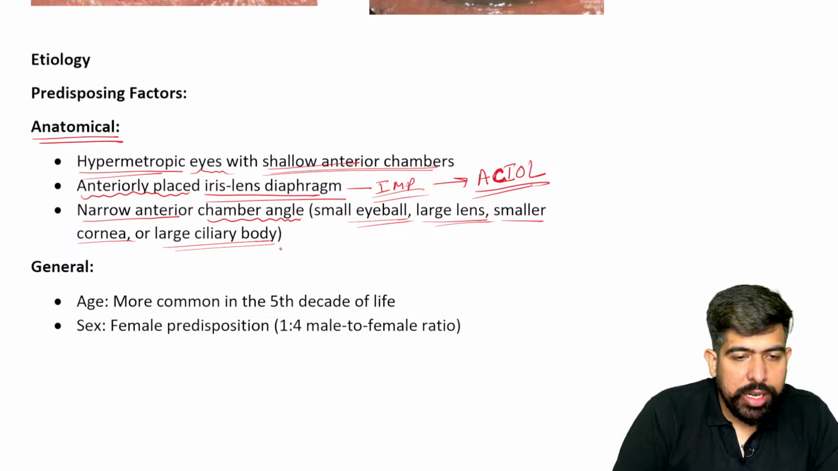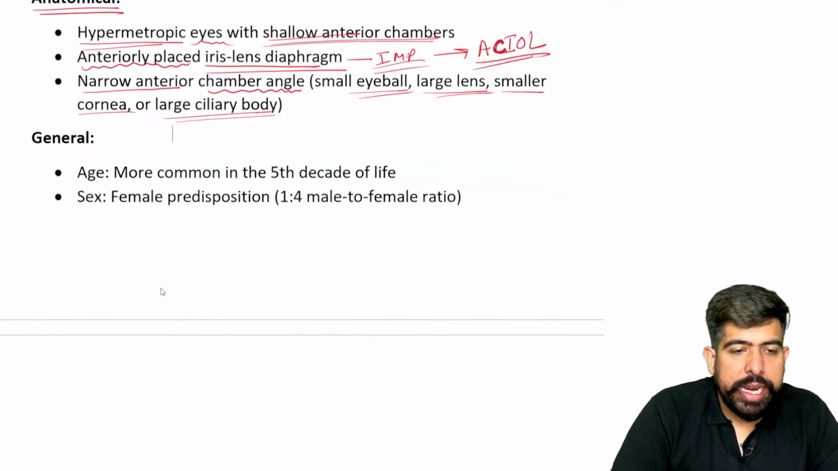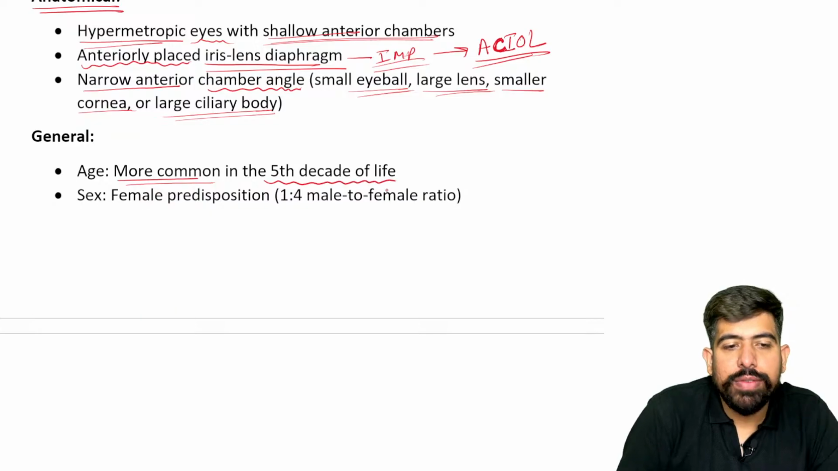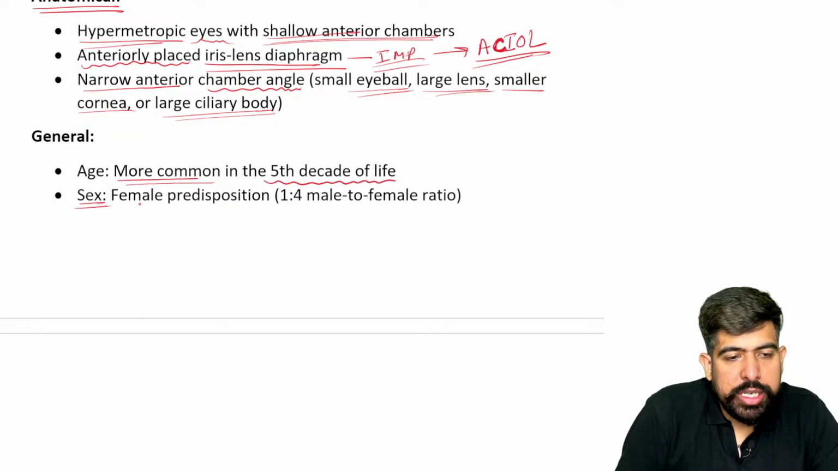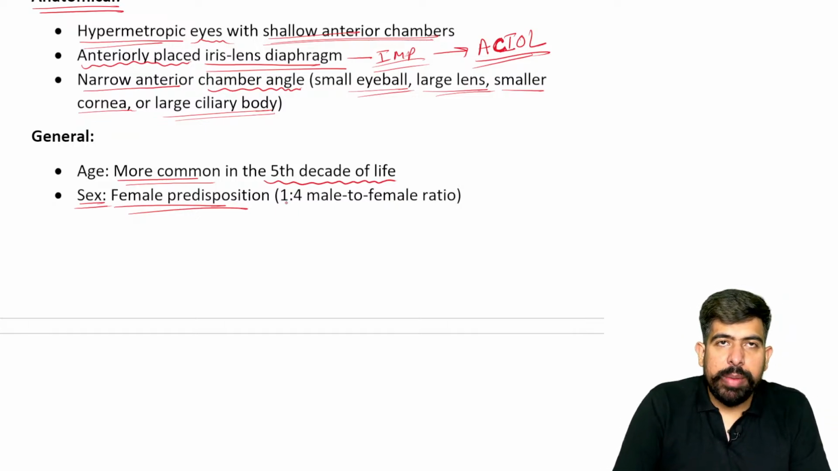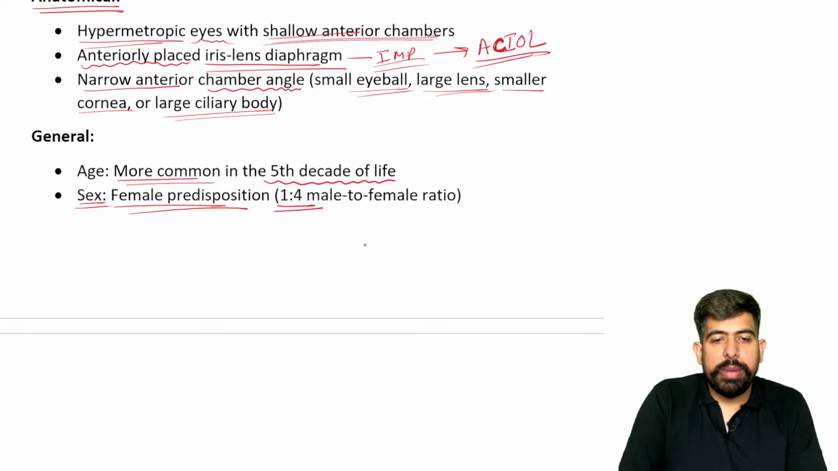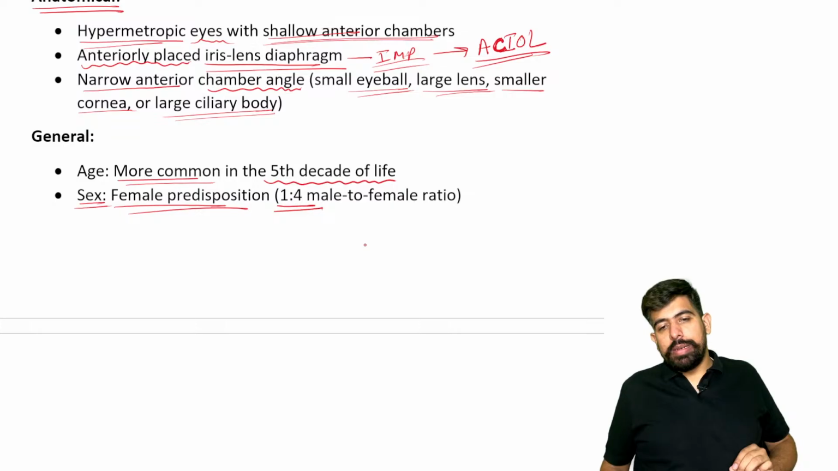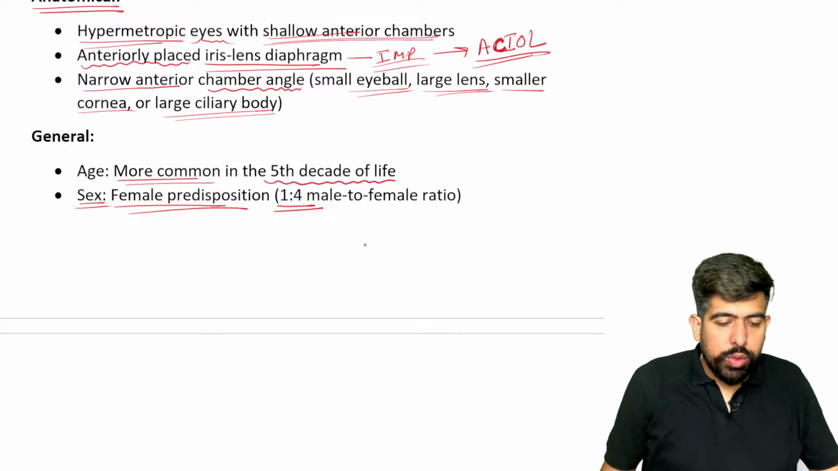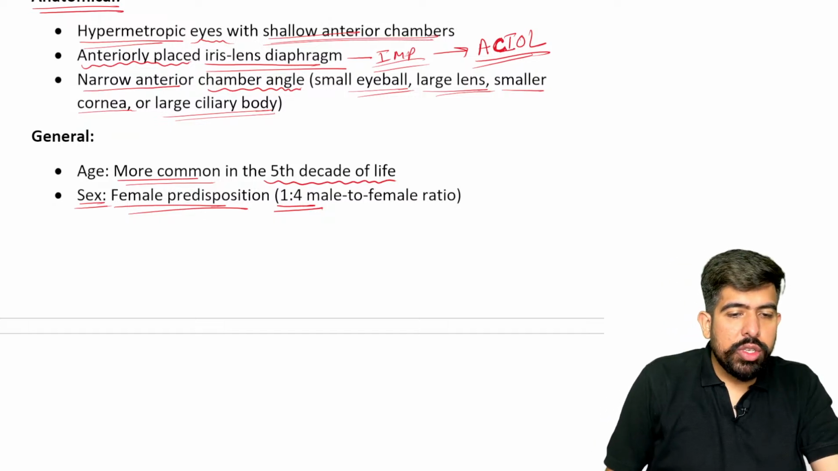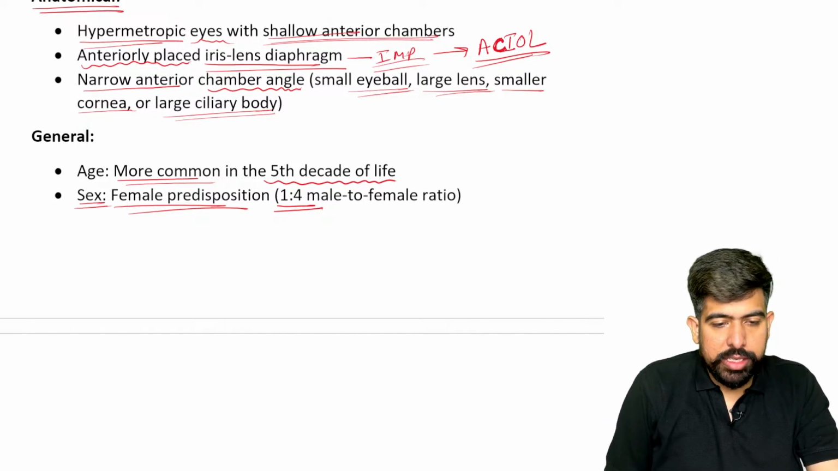Now, in the journal, age is more common in the fifth decade of life. Especially about sex, there is a female predisposition. If I talk about the male to female ratio, for one male, four females will be seen with angle closure glaucoma, right? It is clearly more common in females.